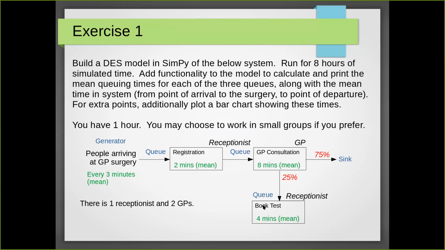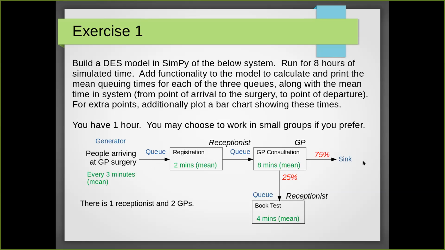In this system, we're basically modeling a very simple GP surgery system. We've got people arriving at the GP surgery, and they're arriving on average every 3 minutes. They're then queuing and waiting to be registered, and we need a receptionist to do that registration. On average, that takes 2 minutes. They then wait to see a GP, and they need a GP, obviously, to do that. And that will take, on average, 8 minutes for the consultation. And then one of two things will happen to them.